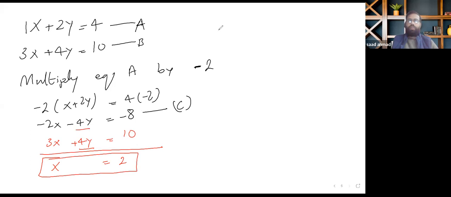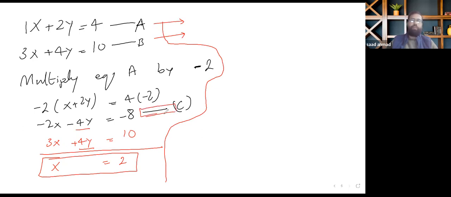Okay. Now we still need to find the y. We are done with the x, but we also need to find the y. To find the y, we can use any of the given equations. This one, or even the one that we modified, even this one. No problem with using any of the equations. So let's use A, or we can use B. Let's use B.